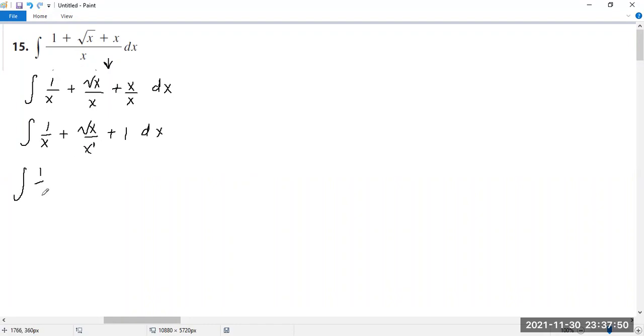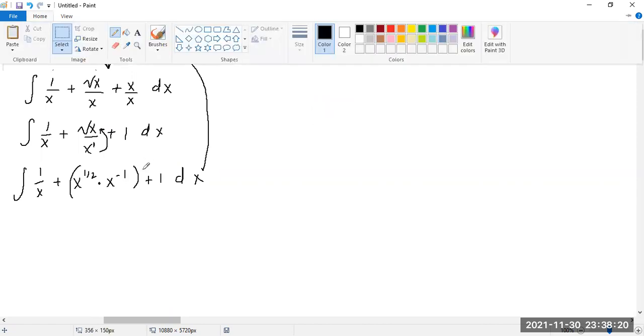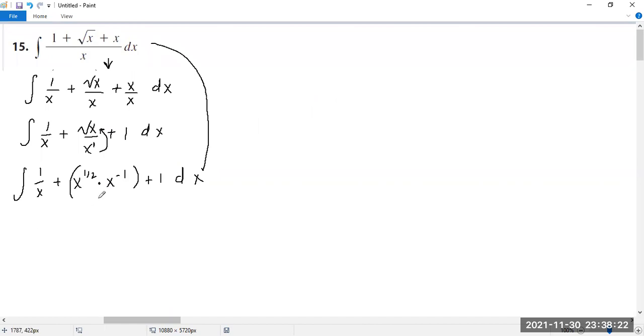Instead of having a fraction here, what I can do is say this is 1 over x plus x to the 1/2. Remember that root x is x to the 1/2 multiplied by x to the -1, because when I take this x up here, it becomes negative. That's true for any number. If it were 1 over x squared and I were to take it up to the top, it would be x to the -2. So I have this as well, and I have plus 1 dx. So this and this are essentially the same integrand. I'm just expressing it in a different form.